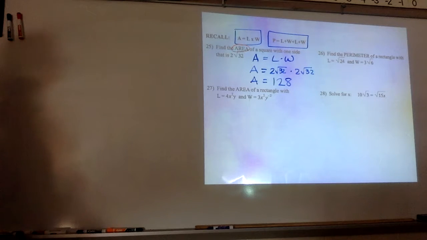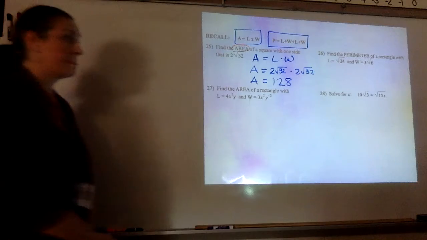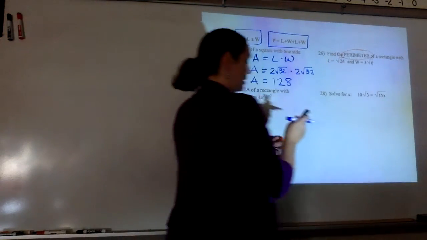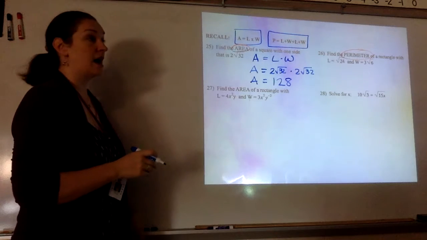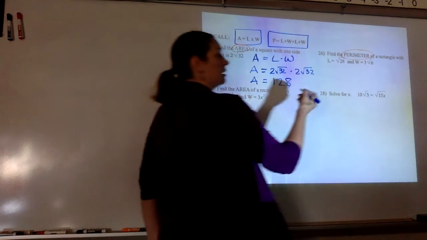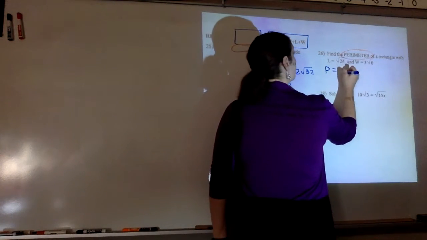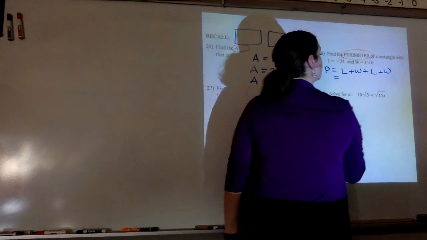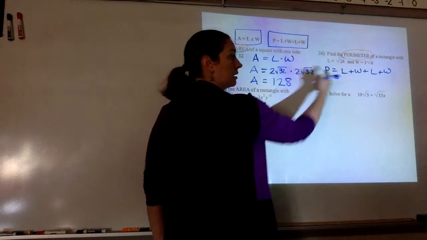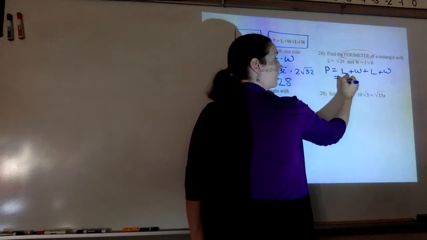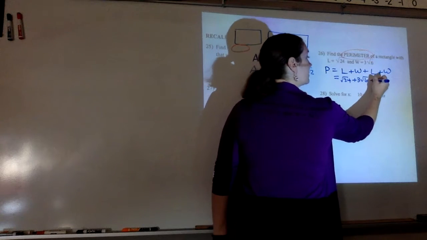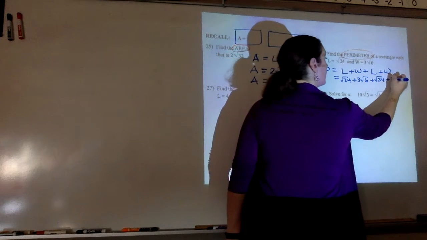What's the perimeter formula? Length times width? Look what it says. It doesn't say times. Length plus width plus length plus width. So I should see this: L plus W plus L plus W. Substitute, what is L? Length is root 24, plus 3 root 6, plus root 24, plus 3 root 6.